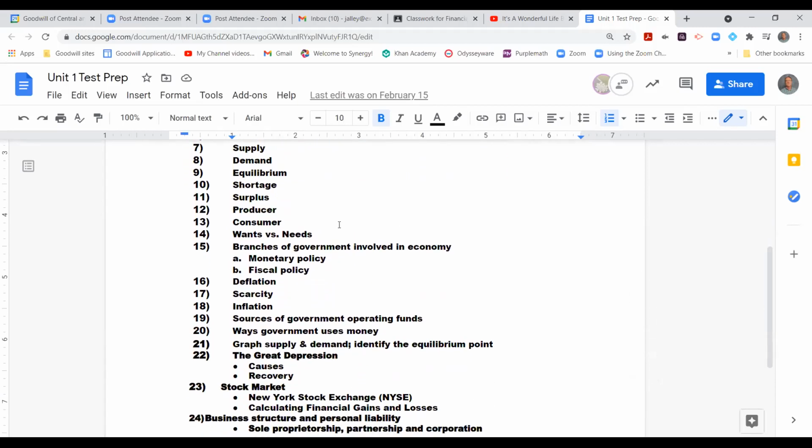And this test prep sheet here is really kind of an outline guide for you. These are all the topics that we've covered these first 4 weeks. Go back through the assignments, go back through the reading materials, go back through your notes, make sure that you've got something that you can refer to on all these various topics. Why would we have wants and needs on this list?